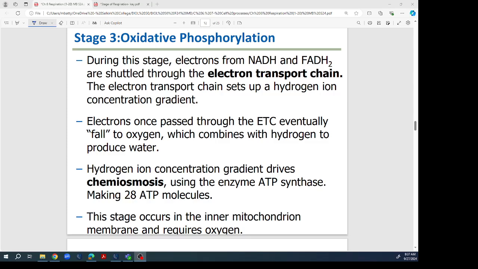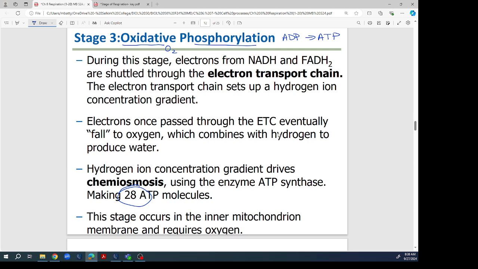So our last stage of cellular respiration, or aerobic cellular respiration, is oxidative phosphorylation. Oxidative because it needs oxygen, and phosphorylation because the key thing that it's going to do is take a whole lot of ADP and make ATP. If we were to account for how many molecules of ATP we've made so far, we've only made 4. It's ridiculous. We're going to make 28, give or take, molecules of ATP in this last stage.